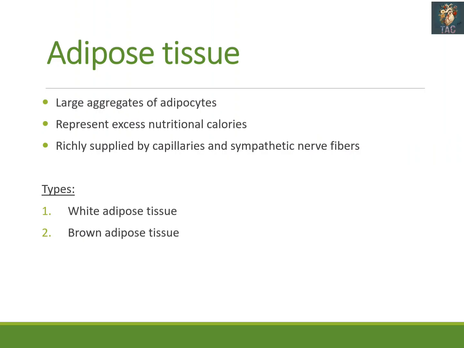Next is the adipose tissue, a specialized type of tissue. Large aggregates of adipocytes are present, representing the excess nutritional calories, richly supplied by capillaries and sympathetic nerve fibers. There are again two types, the white and the brown adipose tissue.